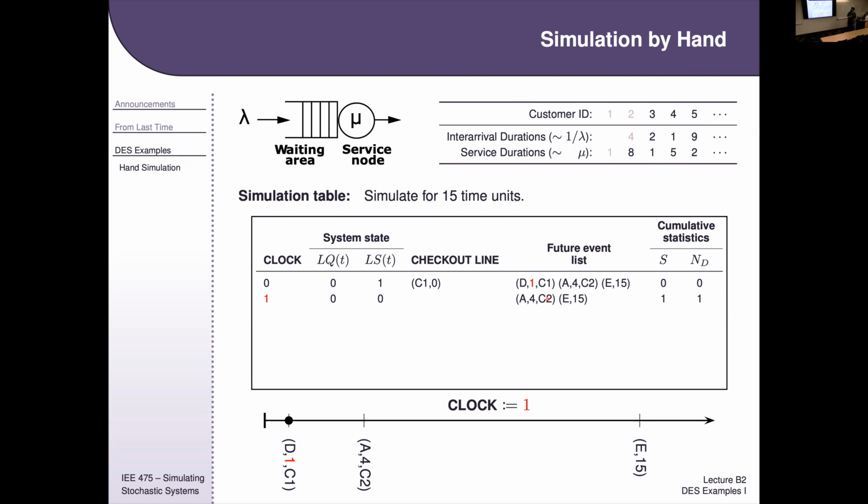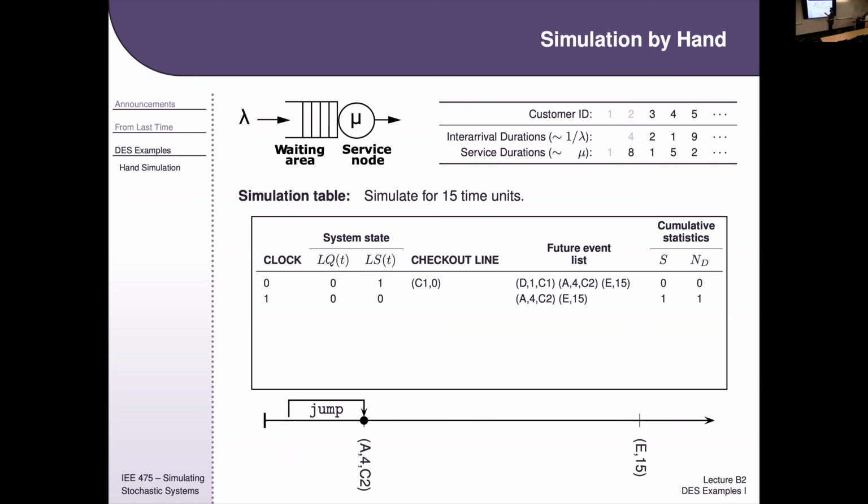The future event list is a copy of the previous future event list, but I've removed the departure event. I don't schedule any new things into the future event list because there's nobody in the checkout line, and this is a departure. So the arrival's already there and ready, but the cumulative statistics have gone up. The cumulative response time went up by the response time, and the number of departures went up. Any questions about that row? Does that make sense?